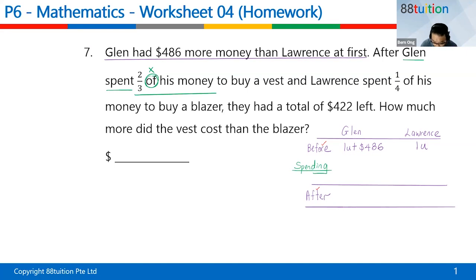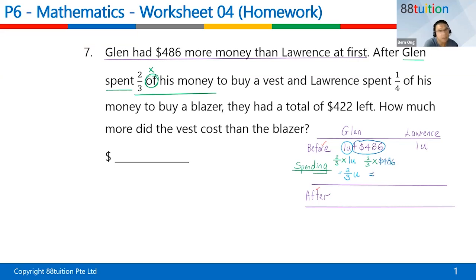So the 2/3 of his money, you have to do a multiplication. But please remember, children, there are two parts to this portion here. There's the 1 unit, and also there is the 486. So your 2/3 must be 2/3 times your 1 unit first. There are two parts to it. 2/3 times 1 unit is equal to 2/3 units. It's spent. And also your 2/3 must be applied to the dark blue portion, which is the 486.